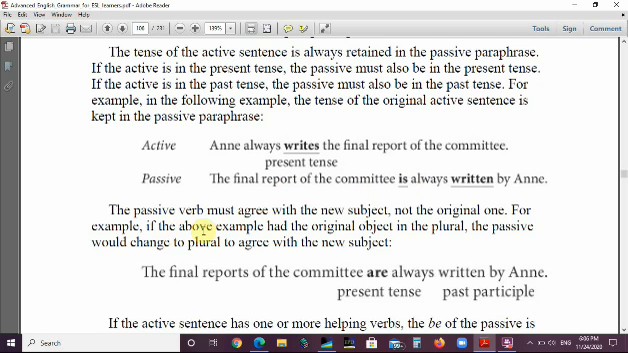For example, if the above example had the original object in the plural, the passive would change to plural to agree with the new subject, like the final reports, not report. So we need are, not is.